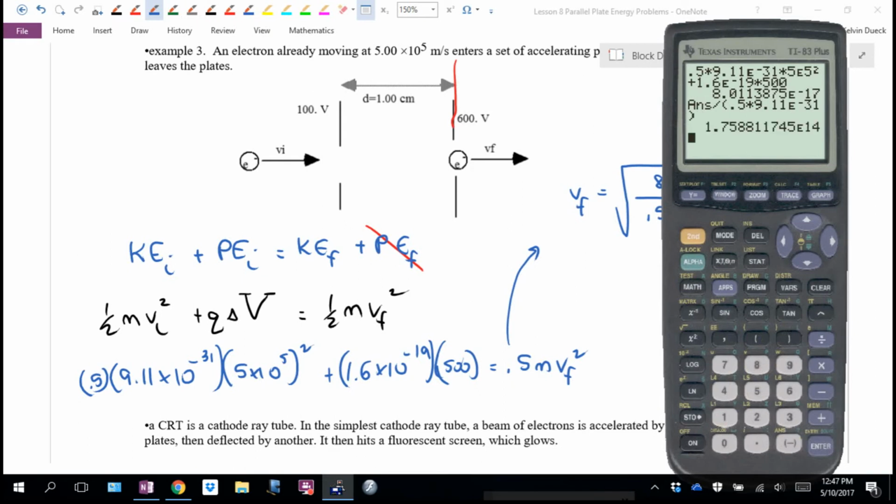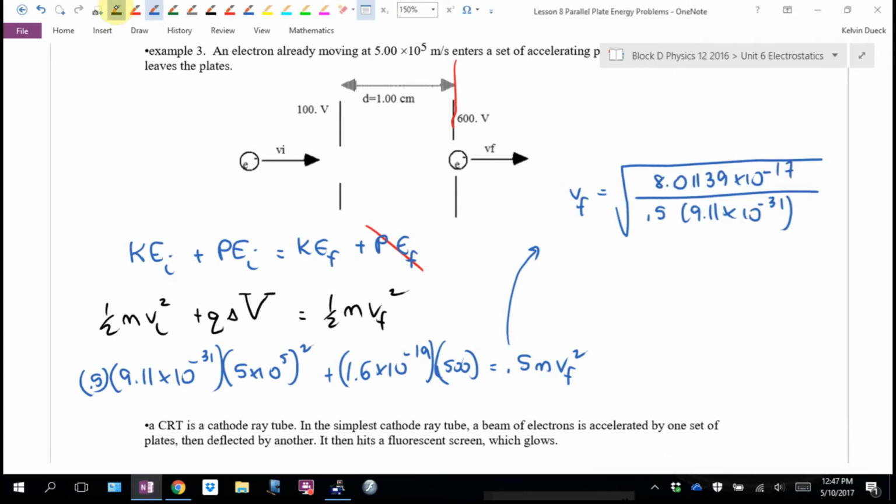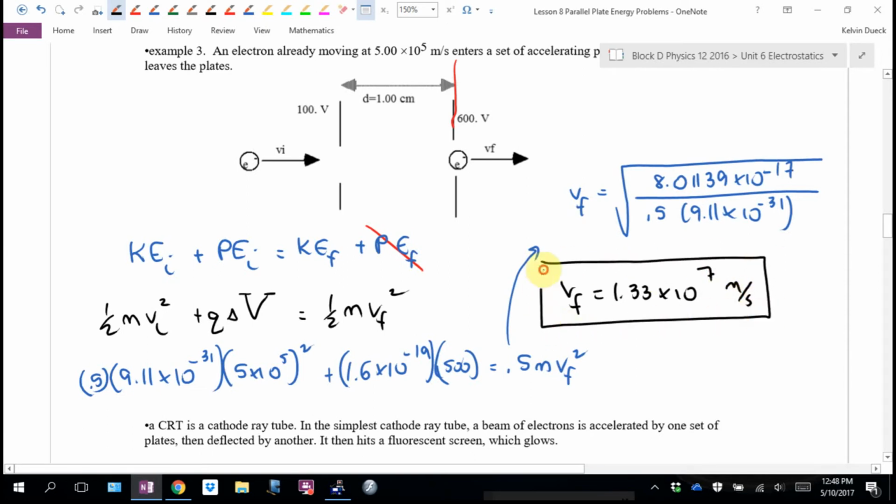That's wrong. I'm going faster than light. Oh! What's the last thing I have to do? Square root. Almost would have forgotten. Do you get 1.33 times 10 to the 7th? Cassidy, does that value match what I told you is typical for moving electrons? I said, yeah, 10 to the 5th, 6th, or 7th range. Okay.